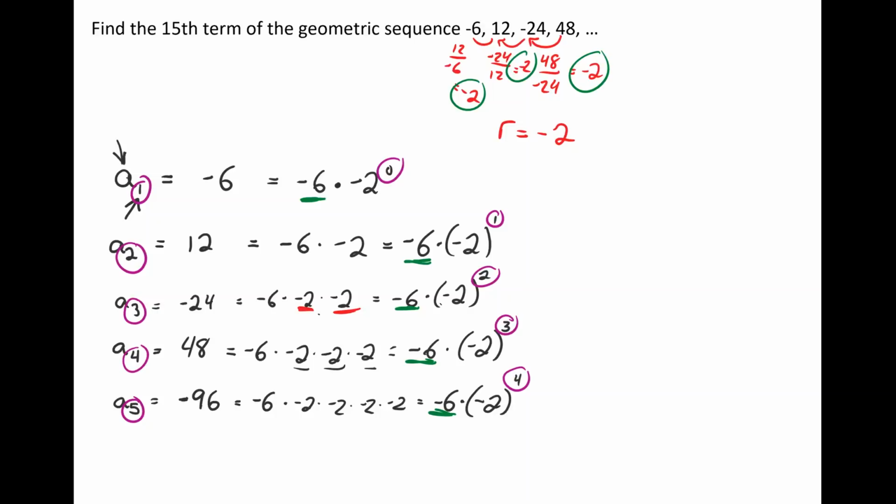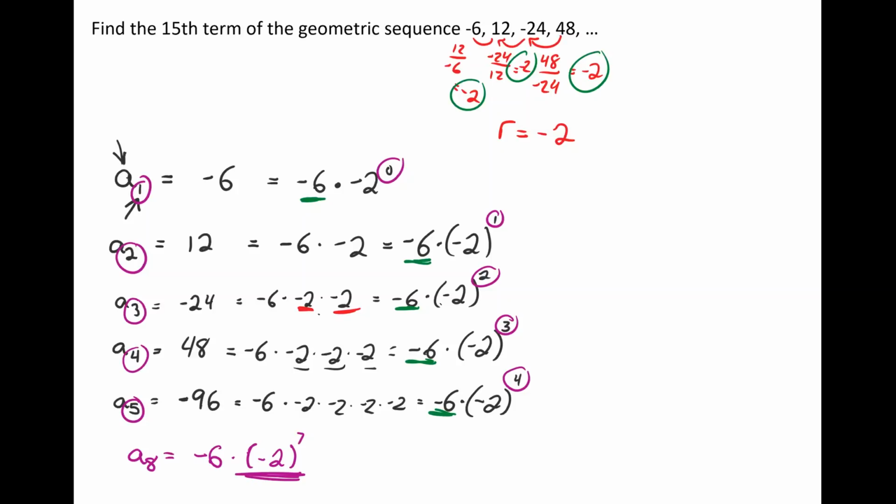Notice, every time I'm finding a term, I'm multiplying negative 6 by negative 2 to a power 1 less than the term I'm on. So if I'm trying to find the 8th term, a sub 8, it's going to be negative 6 times negative 2 to the 7th, according to my pattern. Let me emphasize, it's important to have that in parentheses because it's negative 2 being multiplied 7 times, not just 2 and then tacking on a negative. So keep that parentheses there to remind you it's negative 2 times negative 2 times negative 2, like that.